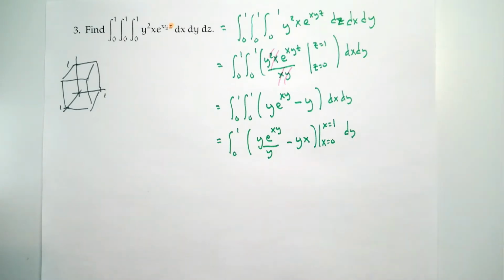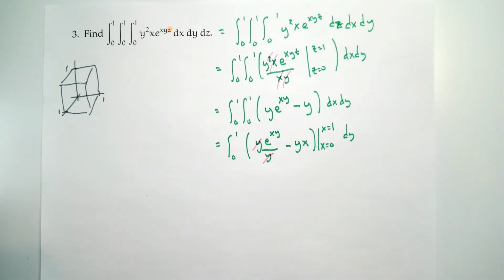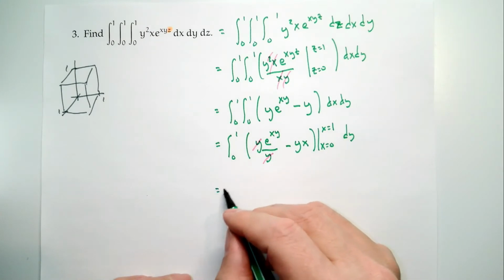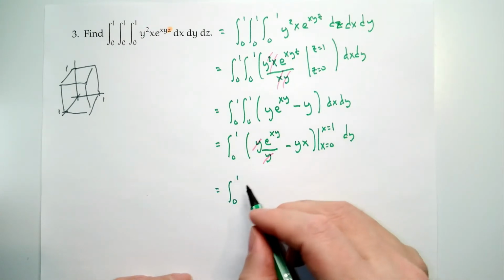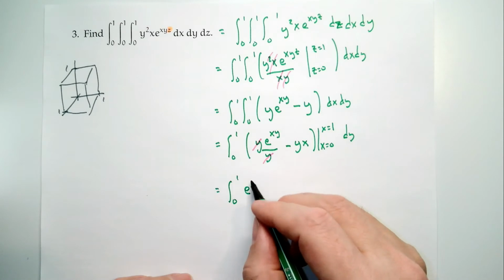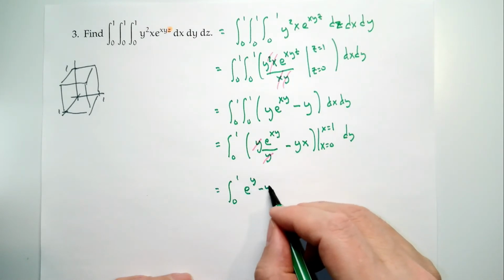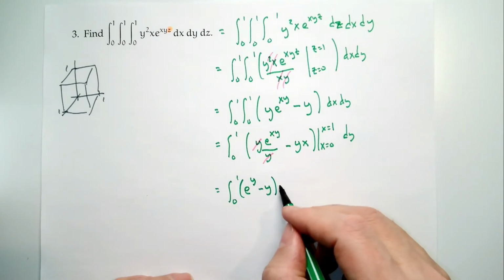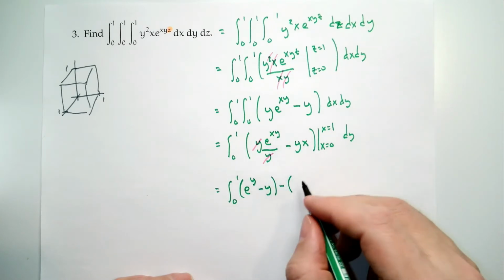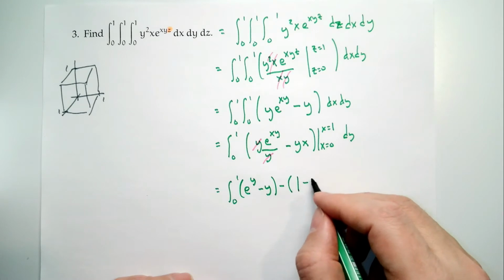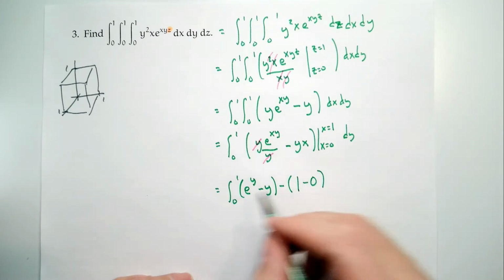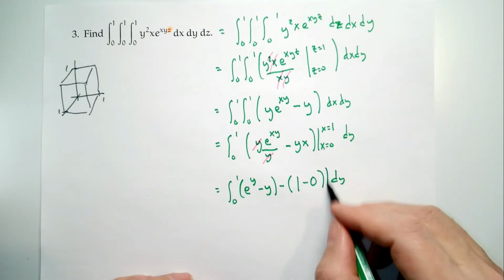Again, we get some nice cancellation going on. So we like it when things cancel. We plug in x equals 1. And what does that give us? Well, the first term will be e to the y minus y. And then we're going to subtract, plug in 0. E to the 0, 1 minus 0. All right, so there's our next integral.